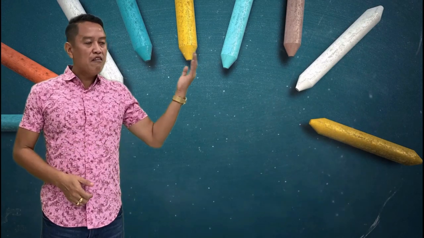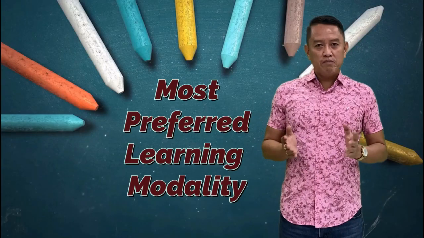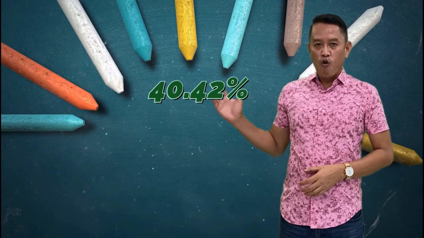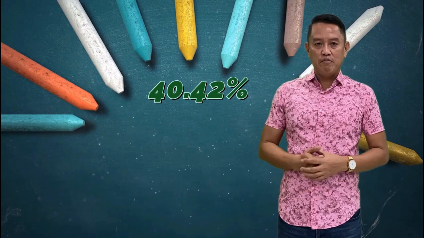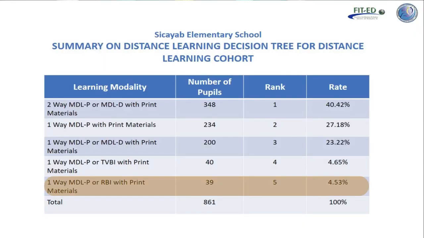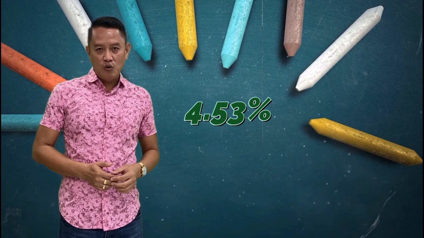So, if we rank their preferred modalities, we have the following data. The most preferred learning modality by Sikayabnon learners is the two-way MDL printed or digital with print materials with a rate of 40.42% of the total population. While the least preferred is the one-way MDLP or the radio-based instruction with print materials with only 4.53% of the total enrollees.